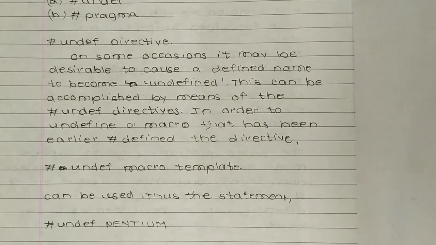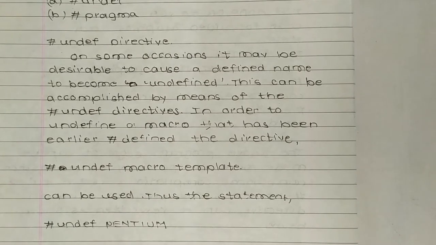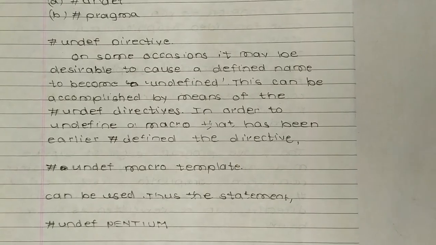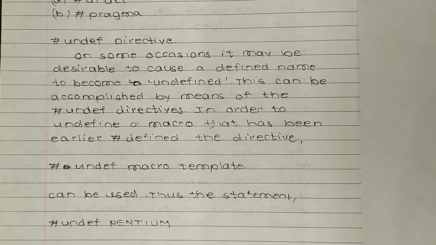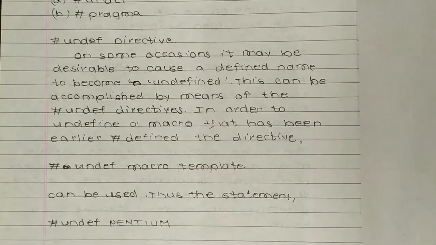On some occasions, it may be desirable to cause a defined name to become undefined. This can be accomplished by means of the undef directive, in order to undefine a macro that has been earlier defined by the define directive. So sometimes it may be desirable to cause a defined name to become undefined. So this directive is used.